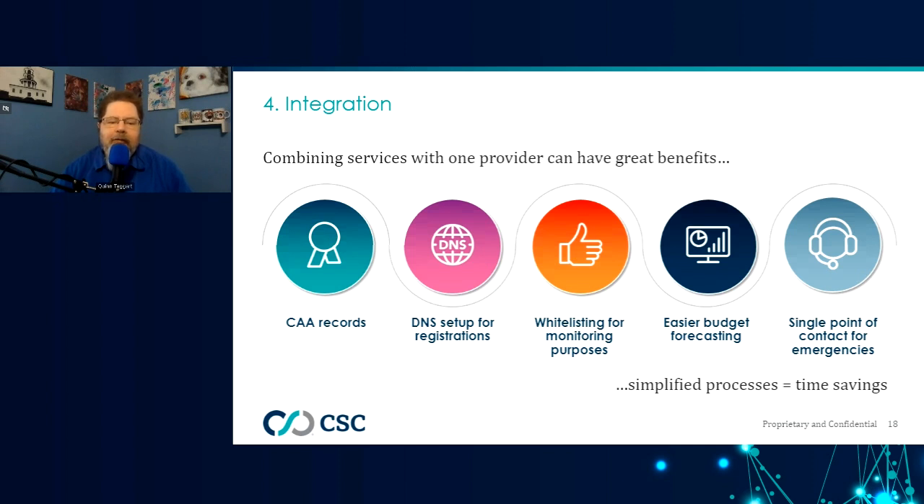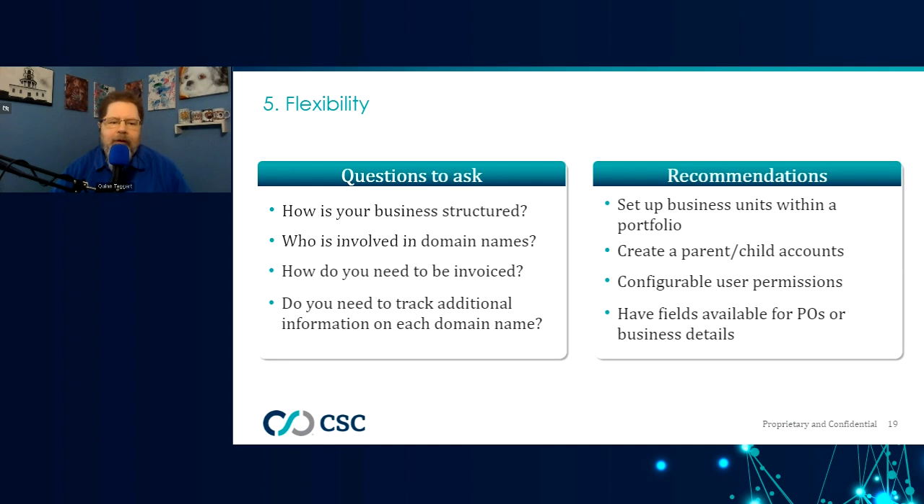Integration. Combining the services together gives us the opportunity to ensure that all of the elements are working together and that you have total control. Flexibility. Again, looking internally at how your business is structured, how you do business right now, who typically is going to ask for a new domain name, who's responsible for making sure that a domain gets pointed in the right direction. There's a variety of different things that are available for us to use with CSC's domain management system. We've got business units, parent-child accounts, user permissions, user-defined fields that are available to help with reporting and tracking different data elements.